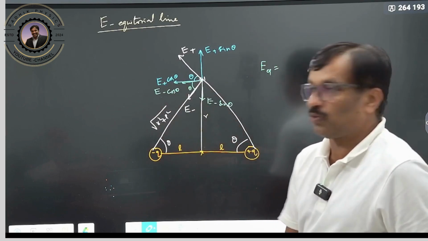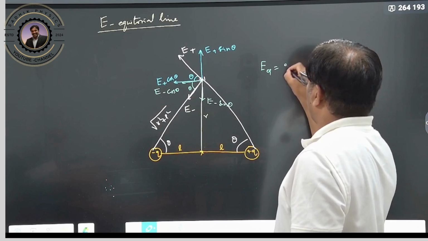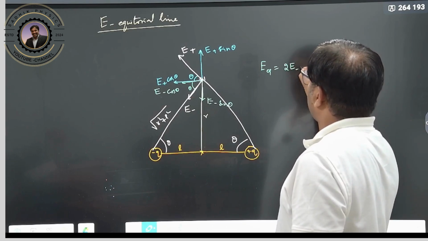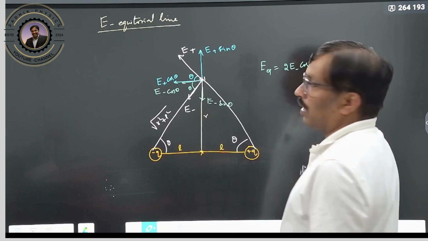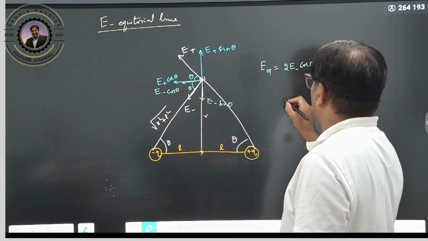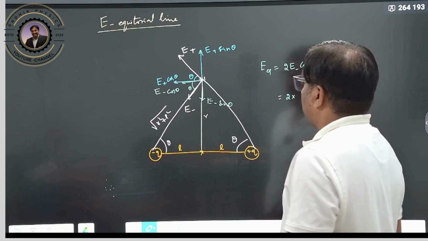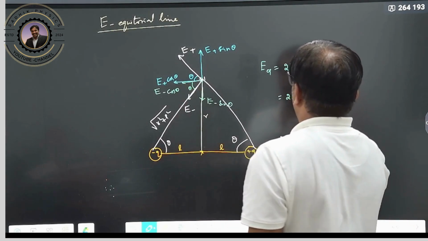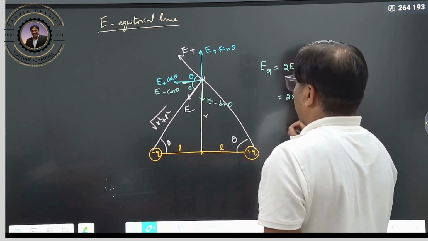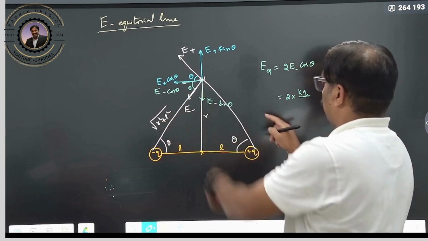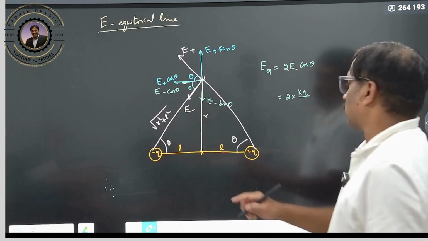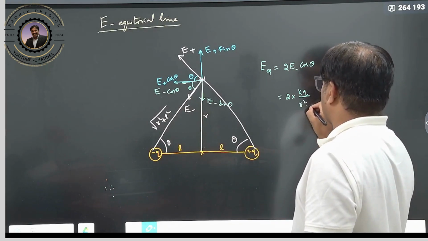E plus and E minus are both the same. So therefore 2E minus cos theta. What is E minus? 2 into E value. E is how much? K into Q by the square of the root of R square plus L square, which is nothing but R square plus L square.